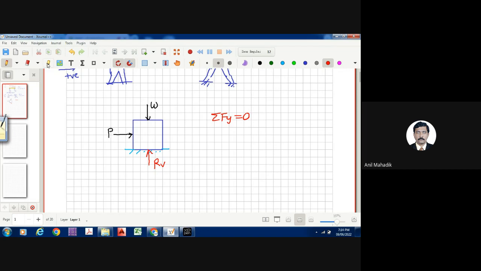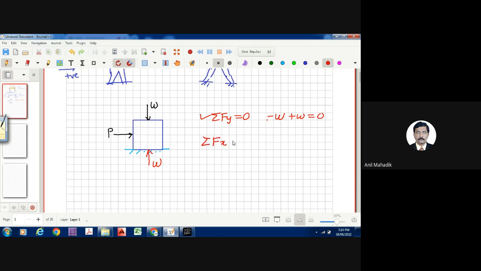How much will the reaction be? R will be equal to W only for equilibrium, isn't it? And we can say W minus W, this one, plus W is equal to 0, right? So Fy is okay. Now what happens to the Fx?